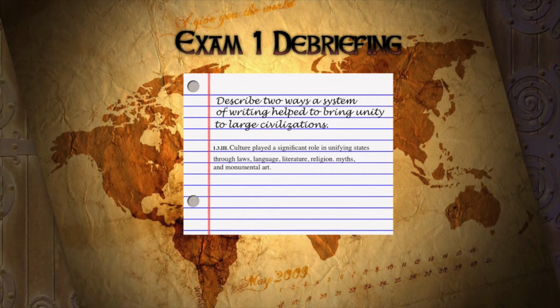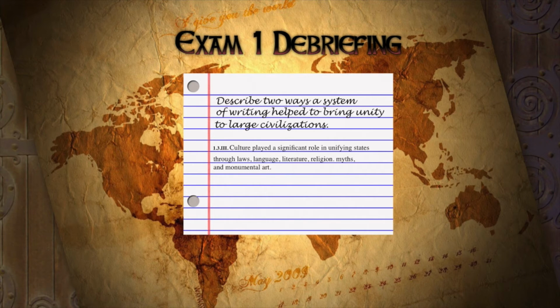And you have to be specific when you do this. You have to use the vocabulary and the concrete terms that you learned in class. So you can't say that they had a system of writing, so there were laws. No, you need to be more specific. You need to say something like, the Babylonian Empire had adopted cuneiform so they could develop a system of laws such as the Code of Hammurabi, which brought legal and social unity to a large, expanding, and diverse empire.